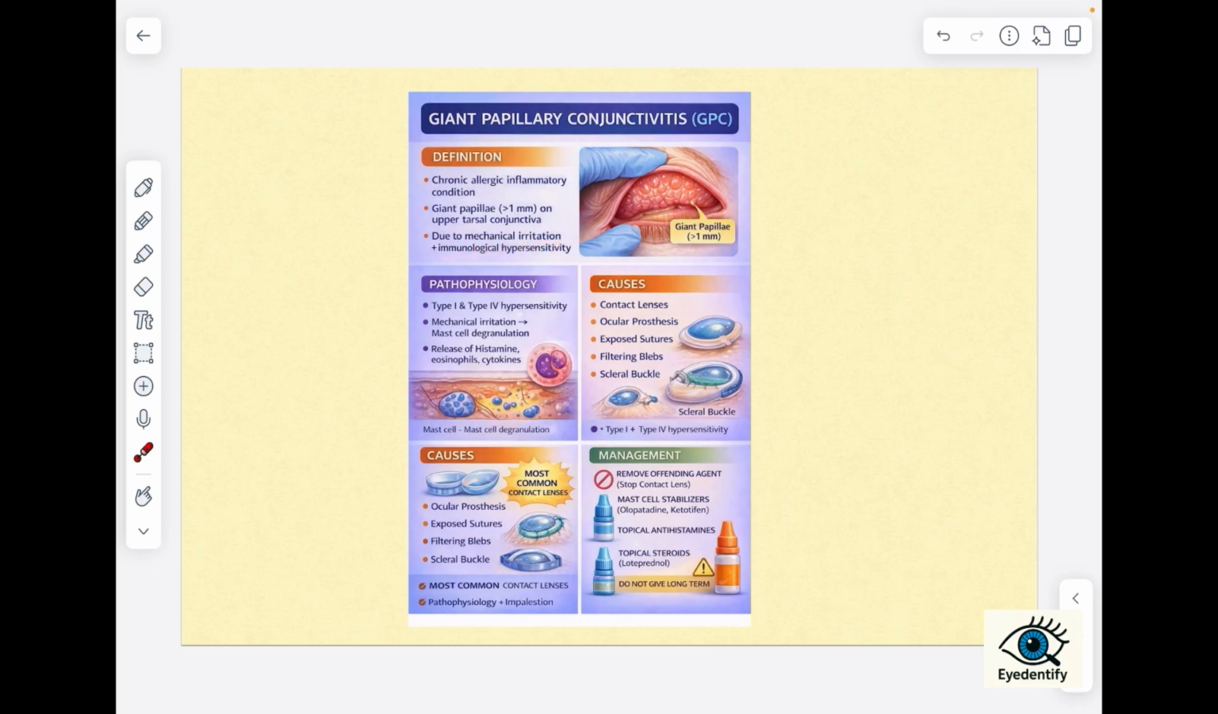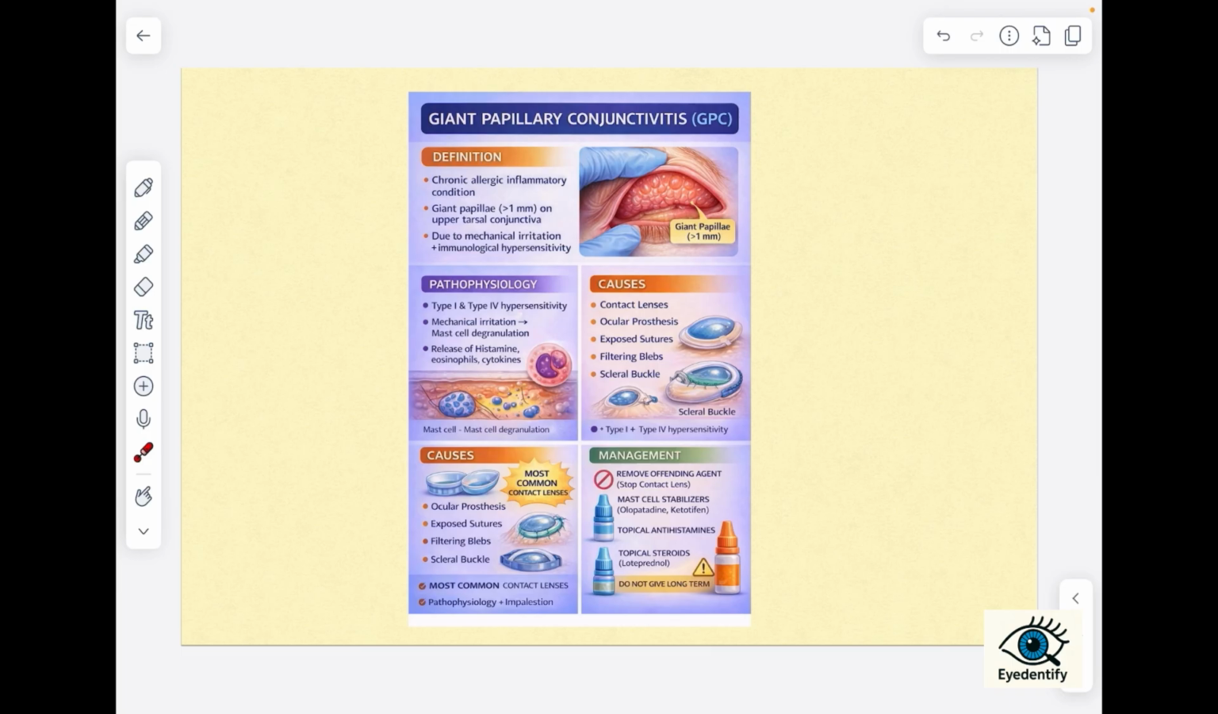So, now we'll see what causes mechanical irritation inside the eye. So most common is contact lenses. Second is ocular prosthesis, exposed sutures, filtering blebs, and scleral buckle. These five causes you must remember by heart, okay? This can be asked anytime. Which of the following cannot cause giant papillary conjunctivitis?